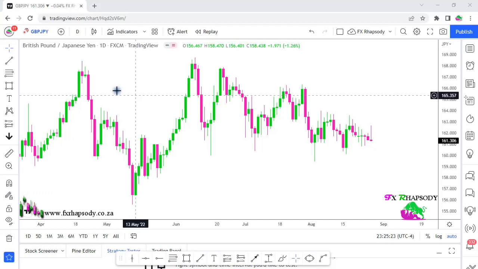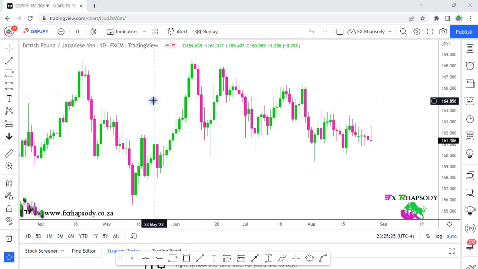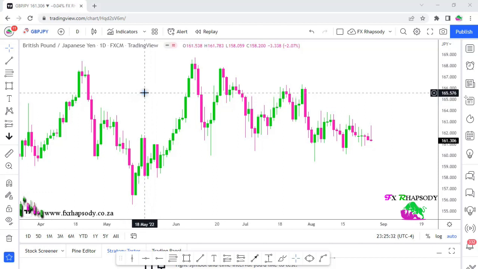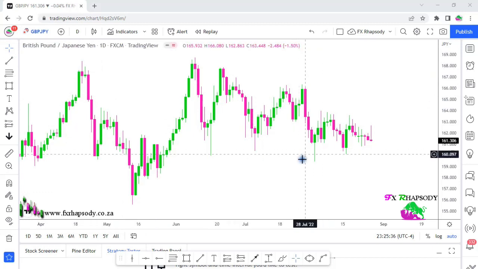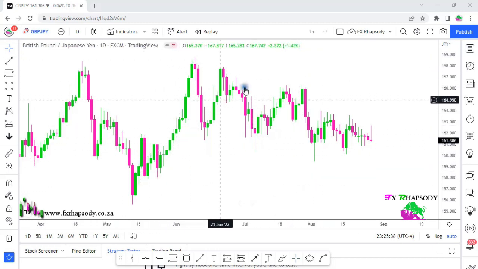Okay, so let us hit the chart. What we're going to do is, like we always do every weekend, top-down analysis. We're starting from the daily, moving down to the hourly time frame. We're starting off on the British pound, Japanese yen. On the daily time frame, what we can see is just consolidation.